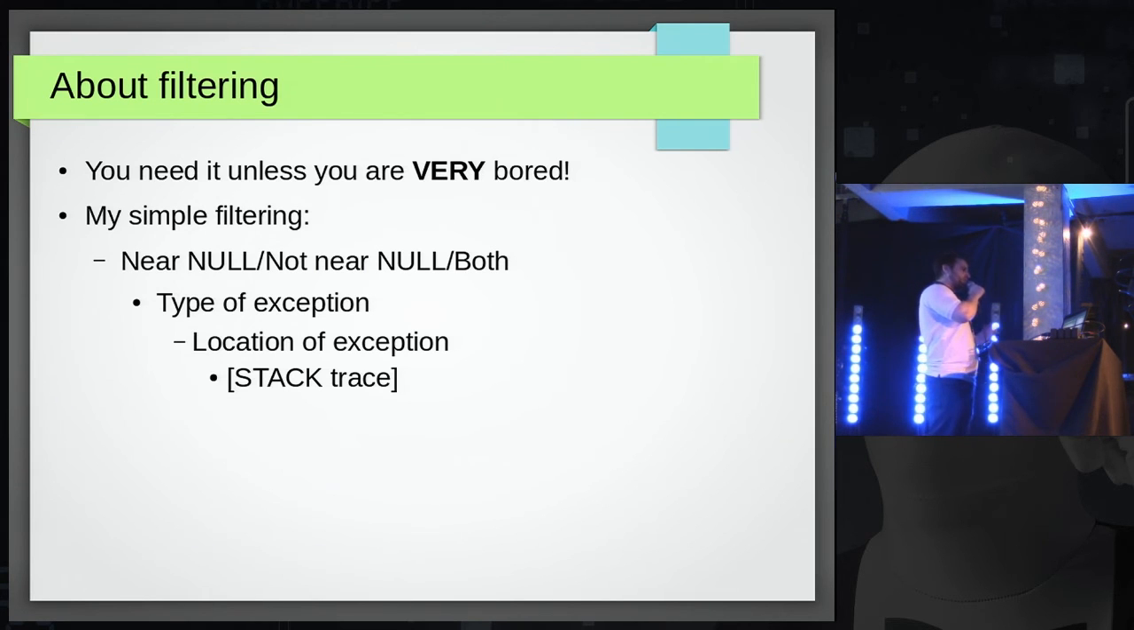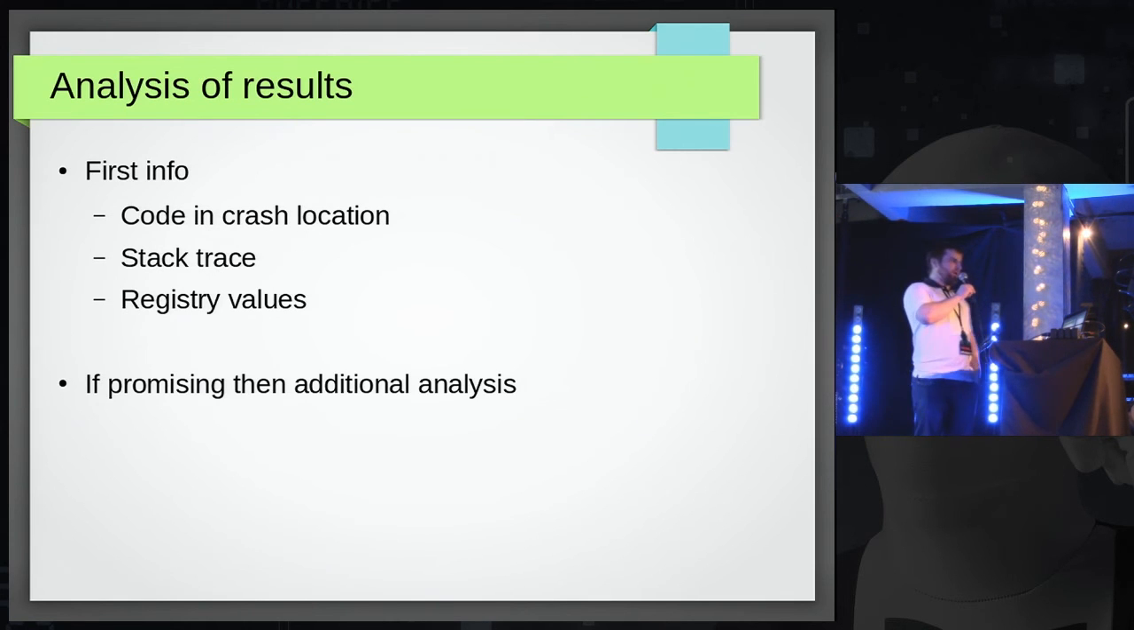Then you want to know what type of exception it is. Is it access violation? Is it DEP or something else? Then, of course, the location of the exception, the difference between different crashes. And if there are a lot of crashes, then you want to have some kind of stack trace signature also. Along with the input file that generated the crash, you also want to know the code in the crash location, so you can quickly analyze: is it interesting for me or is it not? The stack trace and register values. Thanks to that, you know what to keep analyzing.